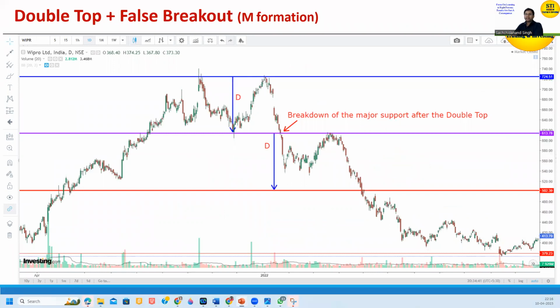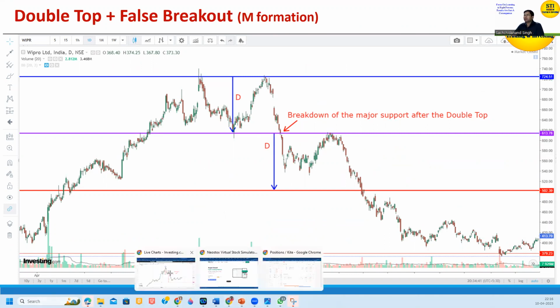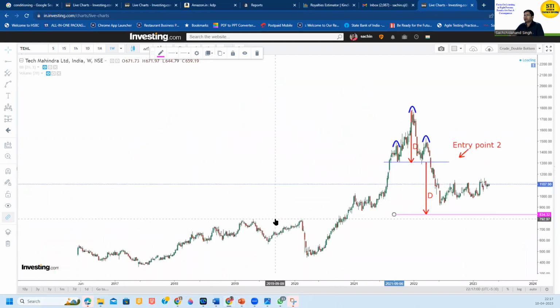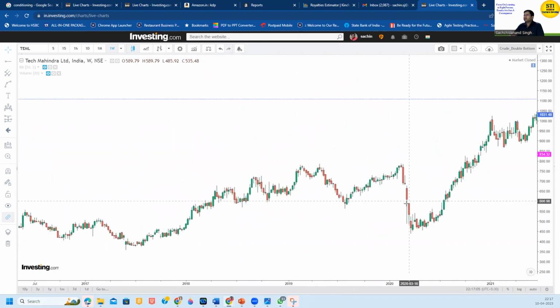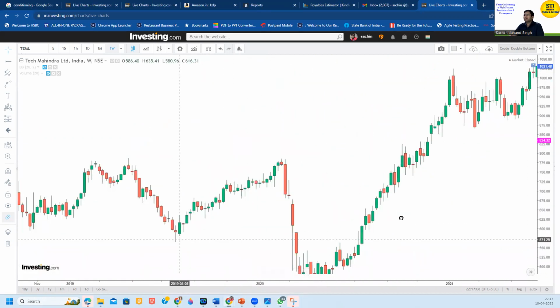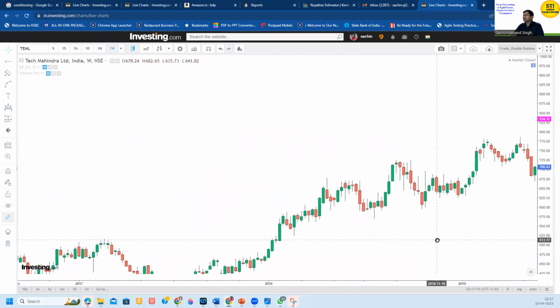It's very simple. When does it happen? A double top will always happen at the top of any chart. If it is not at the top of the chart, it will not be treated as a double top. Maybe I'll show you by example so it will be clearer. Let's say in this example, same Tech Mahindra, the price point is somewhere like this.